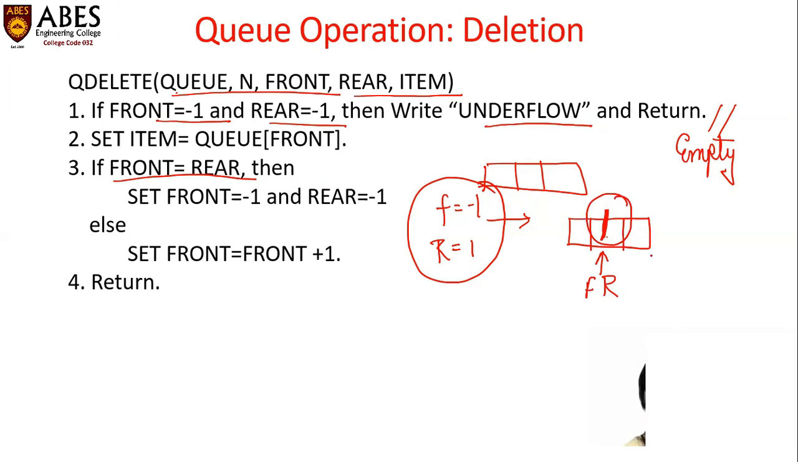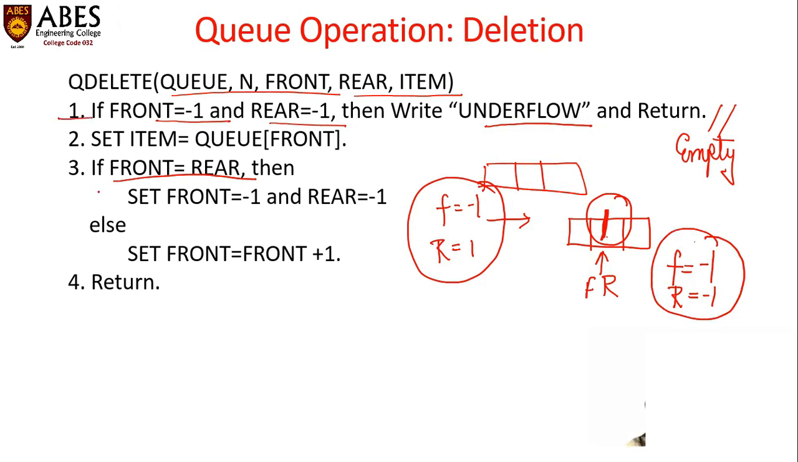Then we have to set front is equals to -1 and rear is equals to -1, as there is no other element to be deleted. If there is no other element to be deleted, then we have to set the locations of front and rear as -1.